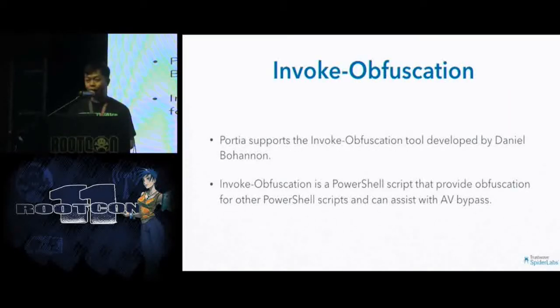So how about antivirus? When we run tools like Invoke-Mimikatz or any fancy tool, it will be caught by the antivirus. So we need to obfuscate the code to bypass the antivirus. There's this awesome tool created by Daniel Bohannon called Invoke-Obfuscation. Invoke-Obfuscation is a PowerShell script that provides obfuscation for other PowerShell scripts, and it can assist with some AV bypass.